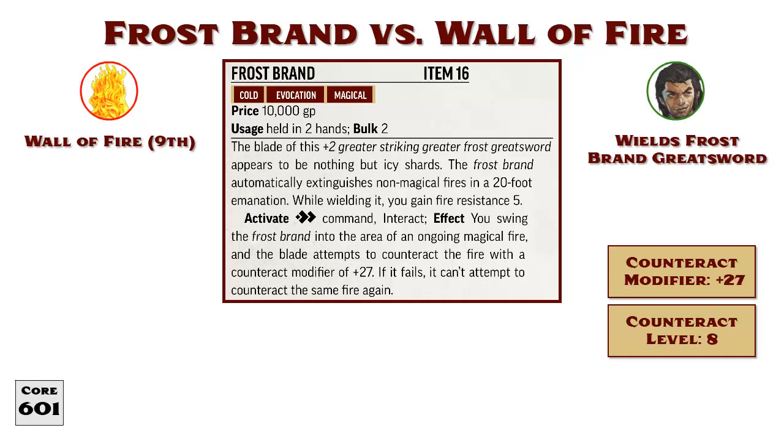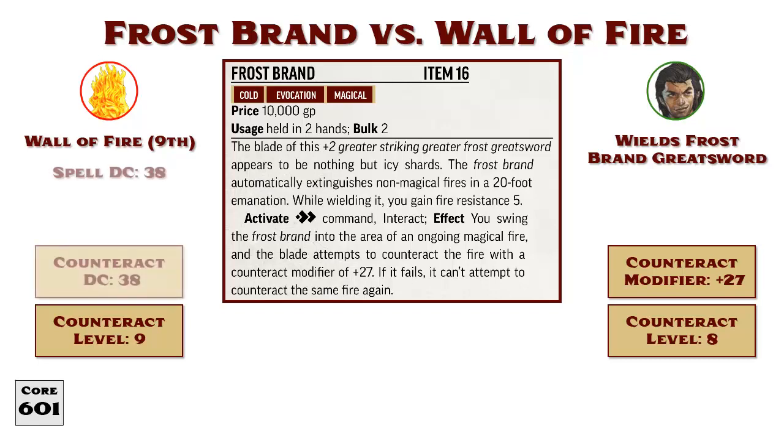Now let's think about the wall of fire. We'll say the wizard who built the trap really wanted to keep people out, so he heightened the wall of fire spell to 9th level, which also means the counteract level is 9. As for the Counteract DC, he had to be a pretty powerful wizard to cast 9th level spells, so the GM stats the trap's creator out as a 17th level wizard with a base spell DC of 38.